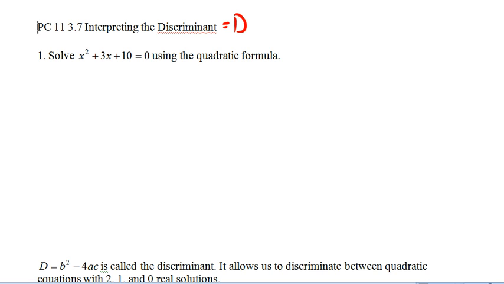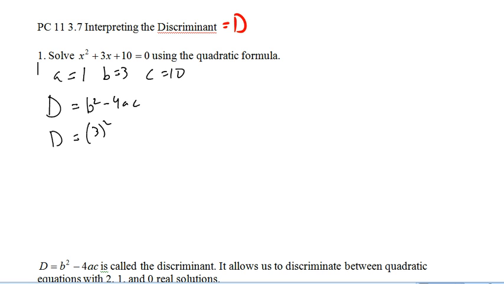This is something we learned last time. Solve this equation using the quadratic formula. So we've already got everything on one side, 0 on the other side. So we got a equals 1, b equals 3, c equals 10. So big D is always b squared minus 4ac. In this case, big D is going to be 3 squared minus 4 times 1 times 10. So big D is negative 31.